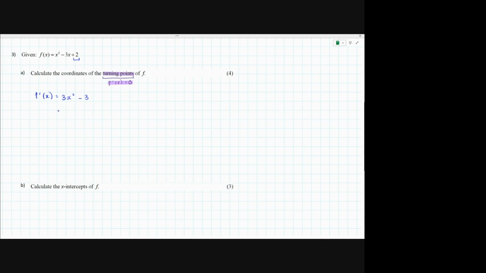Then, as Nokubonga said earlier, we have to now take this expression for our first derivative and make it equal to 0. And we want to solve for x. So again, I'm going to give you a minute. I want you to solve for x quickly for me.